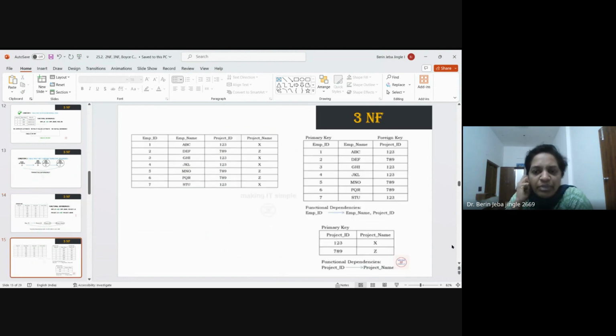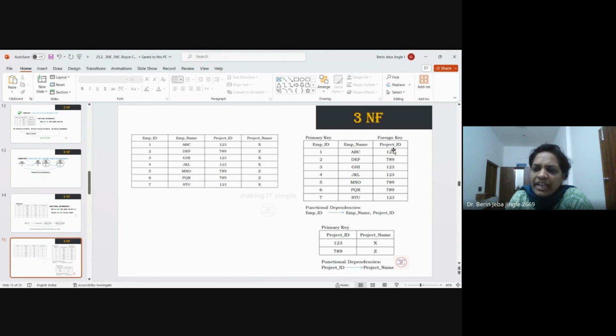Okay, so transitive dependency. How can this transitive dependency be eliminated? We are decomposing this main table into two tables. That is employee ID, employee name, project ID as one table, and project ID and project name as another table. Here also we can reduce the redundancy of data, and form it in a simple database.